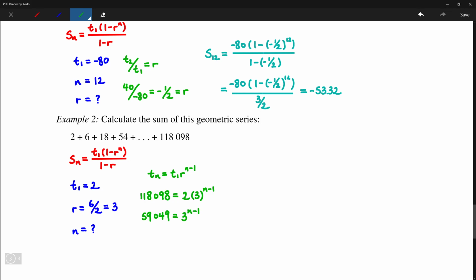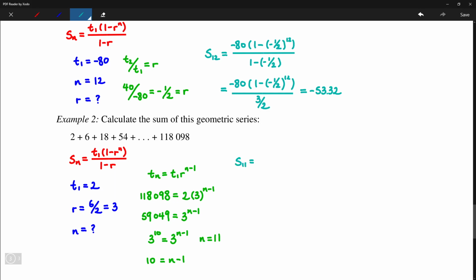So just like in the previous section, we have to do a little bit of guess and check here. And we'll find that 3 to the 10th power is 59,049. So that would be 3 to the n minus 1. That, of course, means that 10 is equal to n minus 1. And we are looking for the sum of the first 11 terms. Okay, so now we know. So now we apply the formula as we did in the previous case.